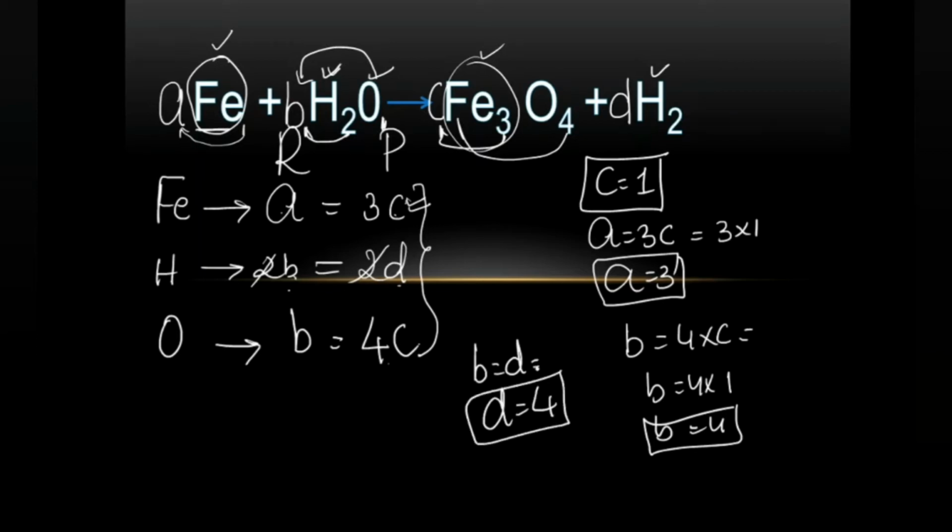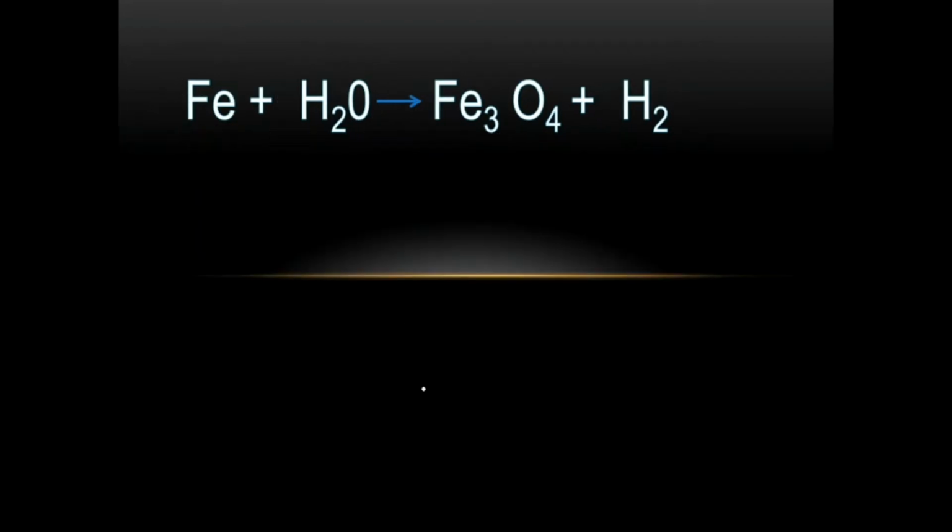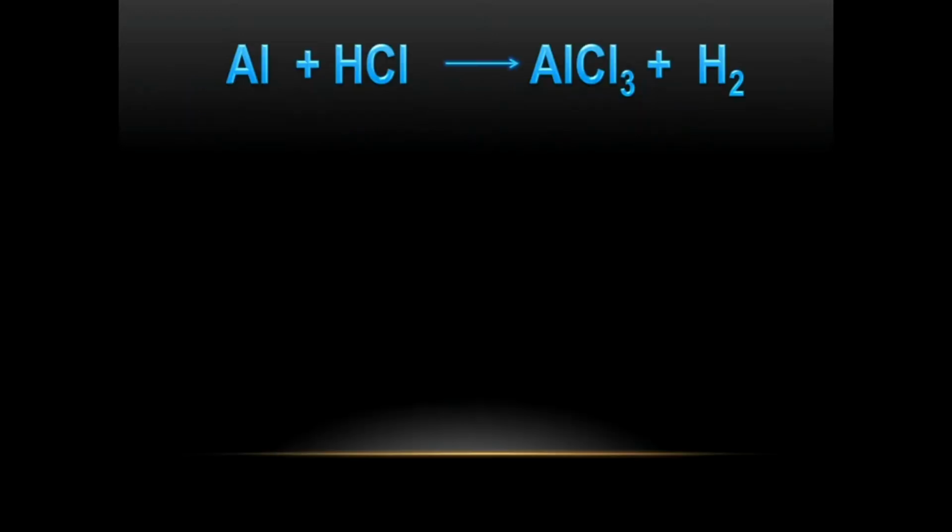Come on children, let us substitute this and our balancing will be done. So what are the values we got in here? A is 3, B is 4, C is 1 and D is 4. Did we balance it properly? Check out. 3 Fe, 3 Fe. 8 hydrogen, 8 hydrogen. Oxygen 4, oxygen 4. Yes, perfectly done.